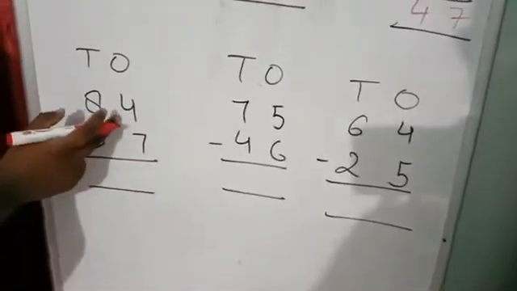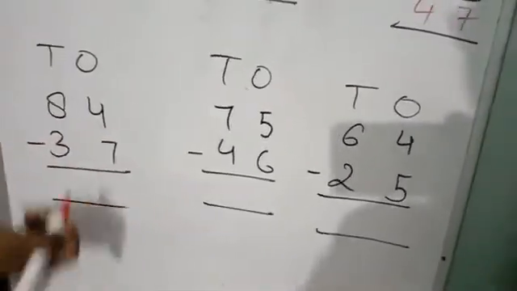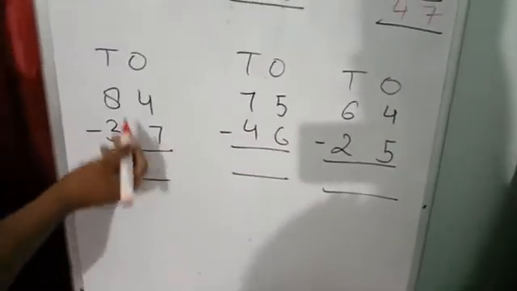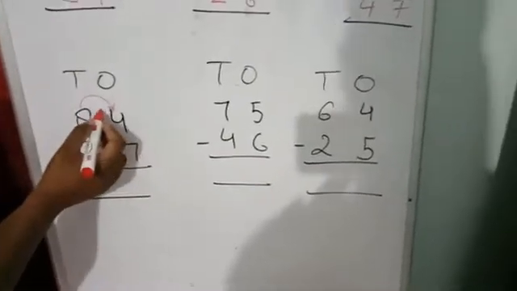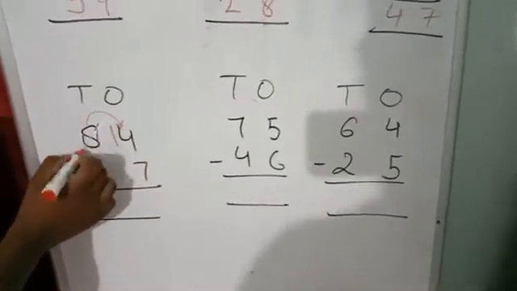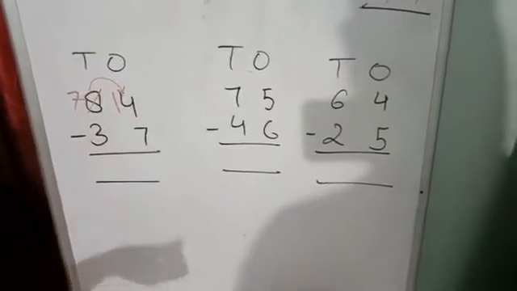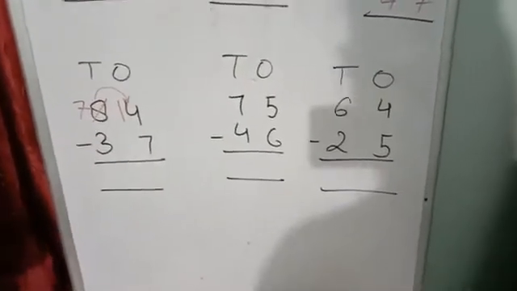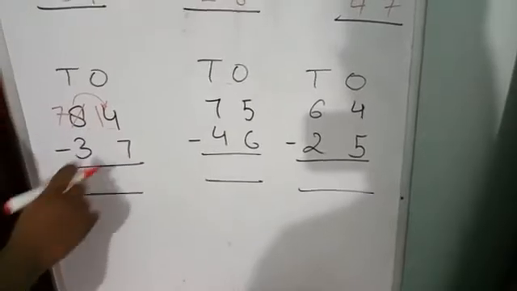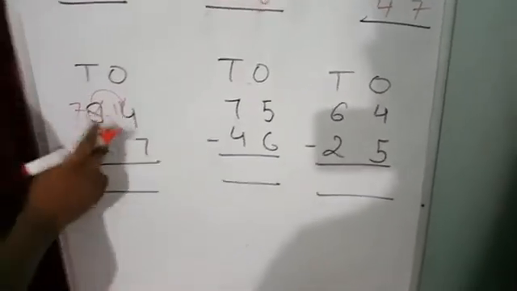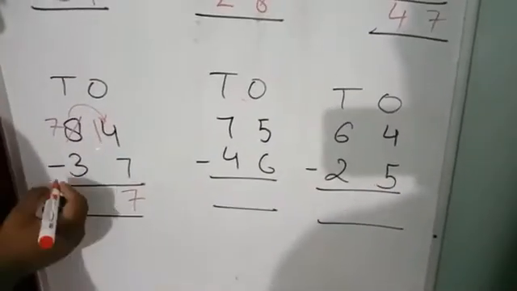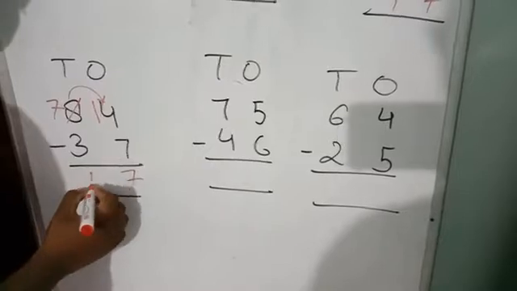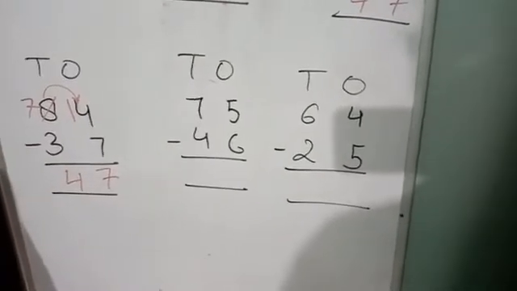Now the next one is 4 minus 7. 4 is smaller than 7, so it is not possible to subtract 7 from 4. So what will we do? We will borrow from 8 and 4 becomes 14 and 8 becomes 7. So subtract 7 from 14. It is possible. 14 minus 7, 7. And 7 minus 3, 4. Okay. Like that you have to do.